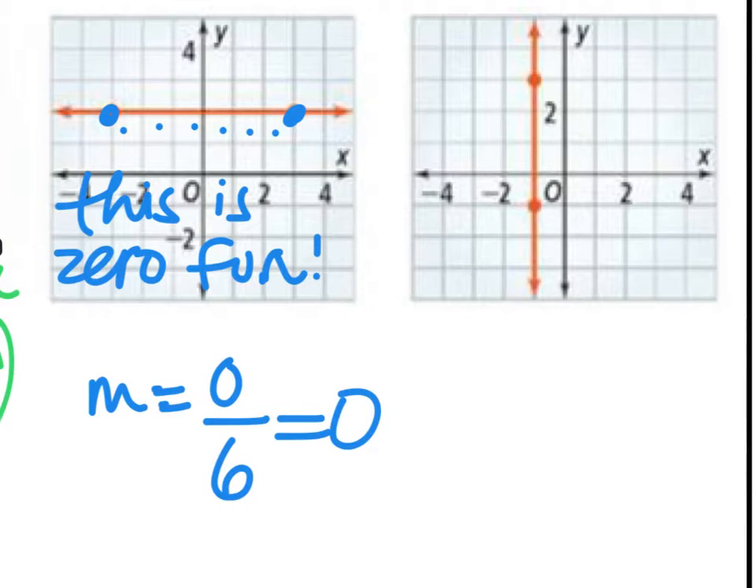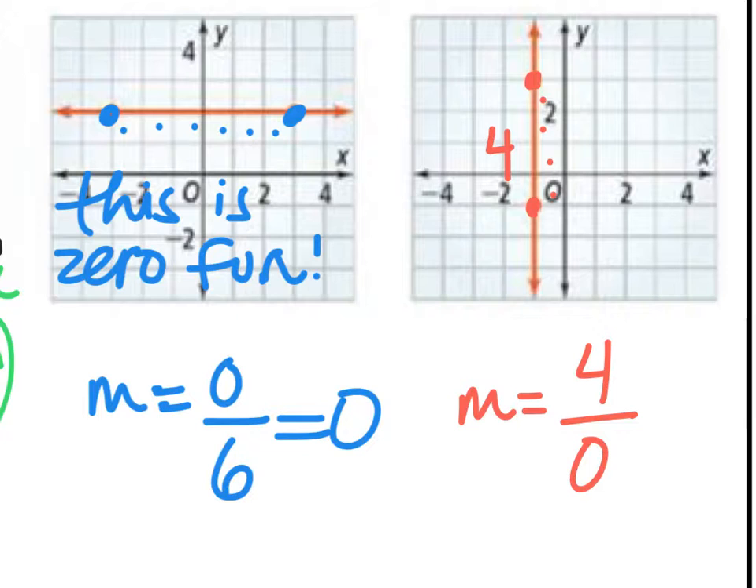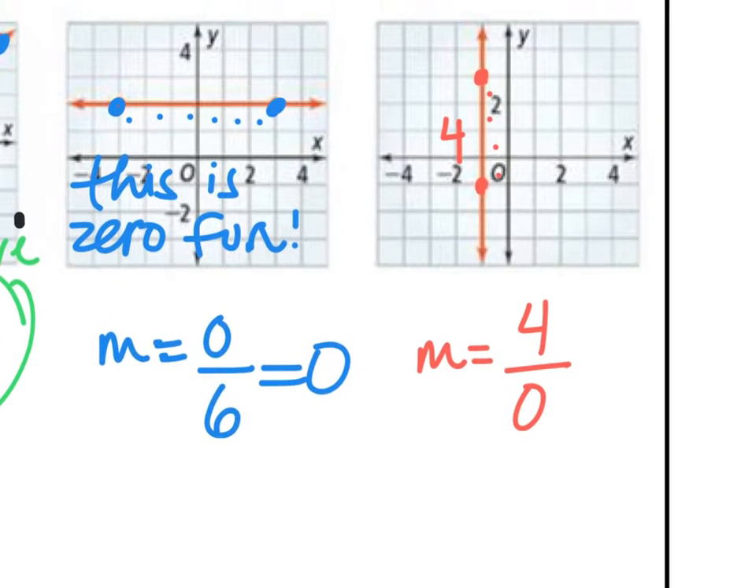Now we have a vertical line. We're going to start the same way. Let's take 2 points. My vertical change is 1, 2, 3, 4. Between those 2 points, what's my horizontal change, guys? 0. So my slope is vertical change over horizontal change, so it should be 4 over 0, which is not allowed in math. And we have to say undefined.